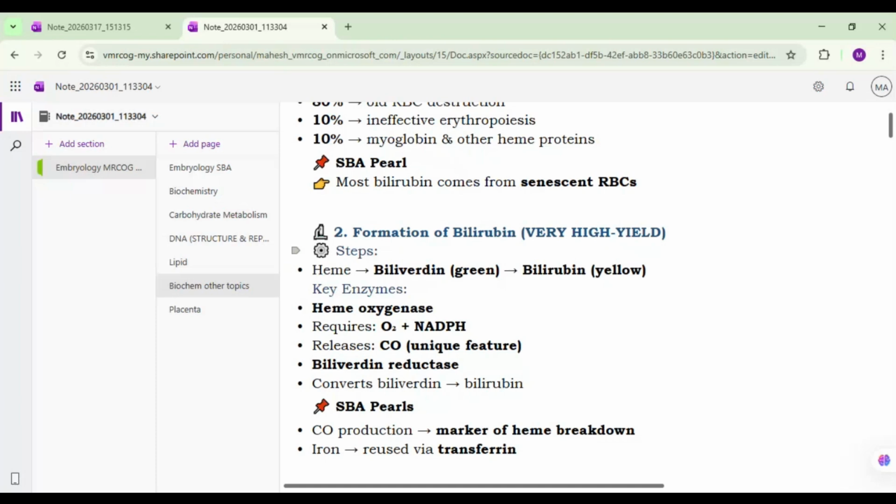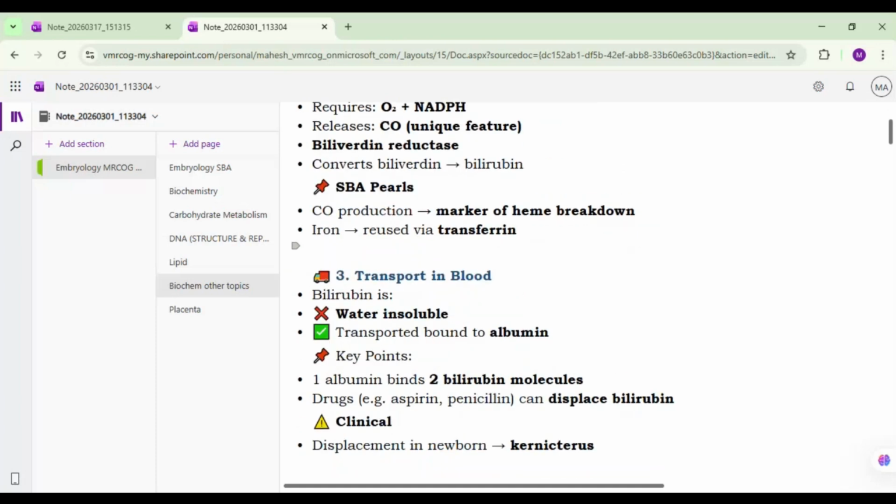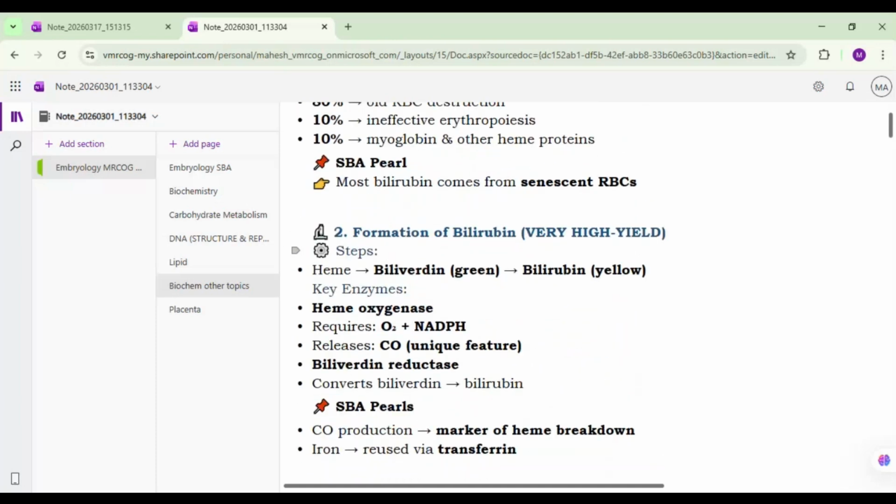Okay, so formation of bilirubin. What are the steps? Heme is broken down and gives biliverdin, which is green in color. This biliverdin is converted into bilirubin, which is yellow in color. The key enzyme responsible is heme oxygenase. It requires oxygen and NADPH. It releases carbon monoxide, and that is the unique feature.